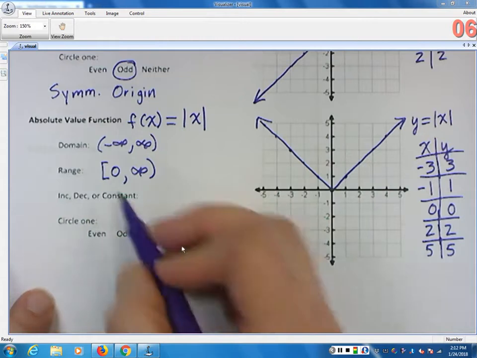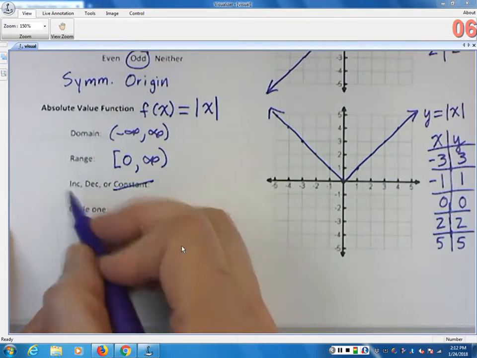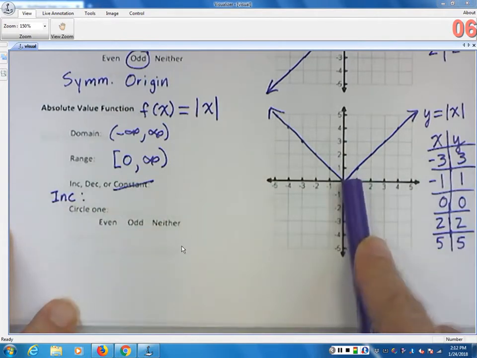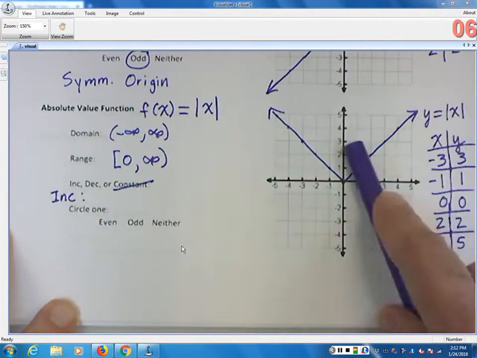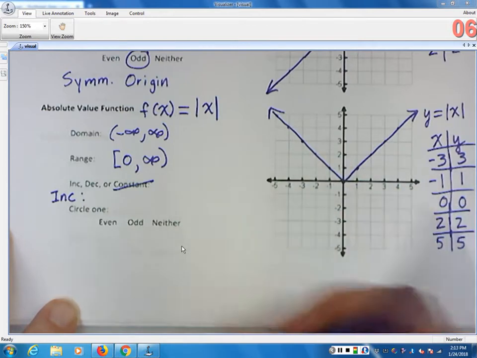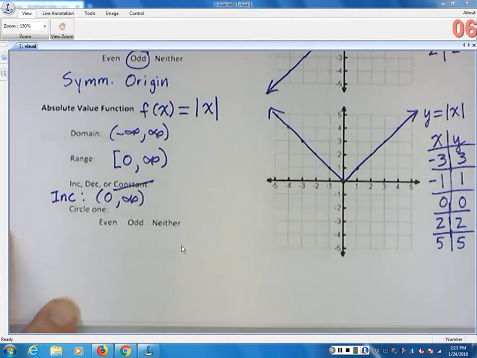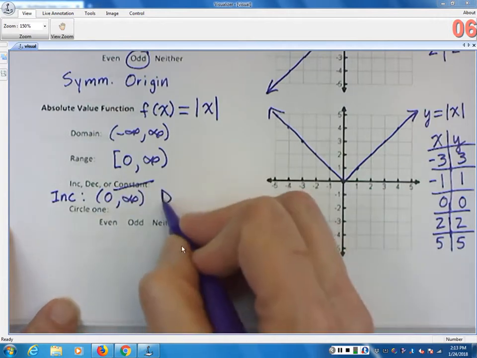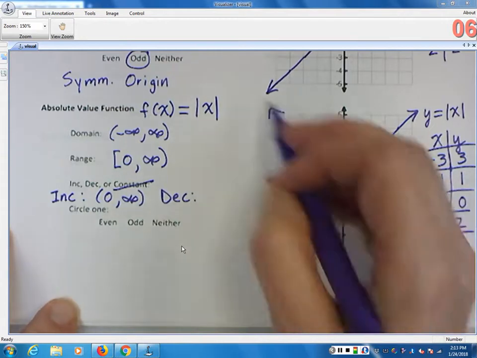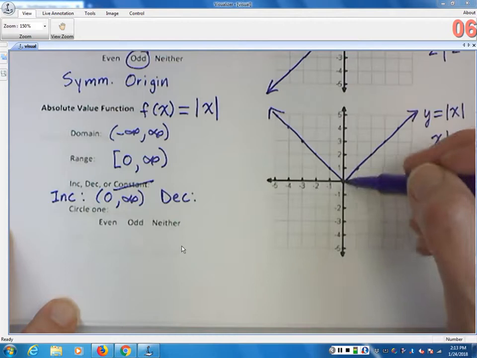So it's never constant. You don't see it being flat anywhere. But it's increasing where it's rising from left to right, this part. But what are the x values? From 0 to positive infinity, and we always use parentheses. It's decreasing from left to right here, where it's falling. What are the x values? Minus infinity to 0.